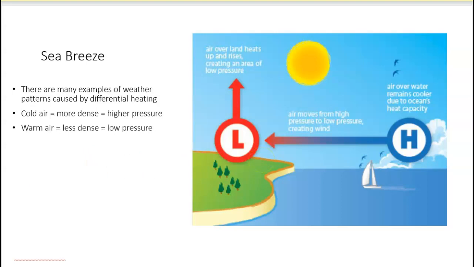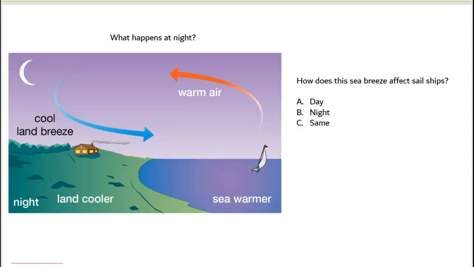At night, we actually see the opposite pattern take place. So at night, the land cools off very quickly, whereas the water is still warm from the day in comparison to the land. So the same thing, if you take a walk on the beach at night, the sand will probably feel much cooler. This creates an opposite circulation pattern. So if you were on a sailboat and you were trying to leave a harbor, it would make more sense to do that in the evening.